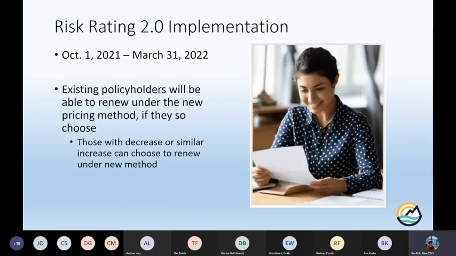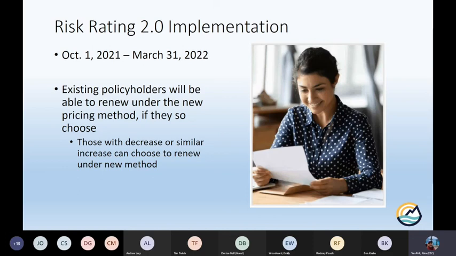So again, from October of last year through March 31st of this year, existing policyholders, as they came up for renewal, were given the option to renew under this new pricing method. And if they chose to do that, they could. So those with a decrease or those who saw similar increases under the new method were given the option.